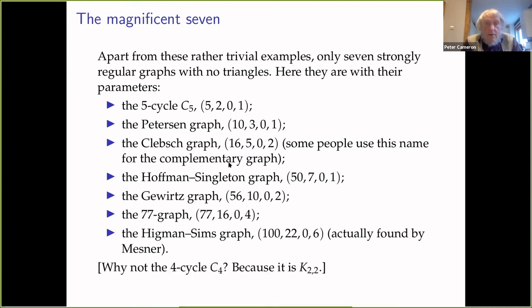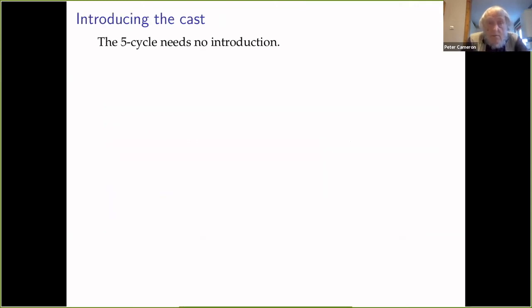So you might think, I've got the 5-cycle, why don't I have the 4-cycle? Well, I don't have the 4-cycle because it's the complete bipartite graph on 2 and 2 vertices, so it's one of the ones that I've excluded. Okay, so I'm going to tell you the story of these graphs with problems along the way, and as I say, you are very welcome to try these problems, and if you want to write to me for a sheet with the problems and solutions, please do so.